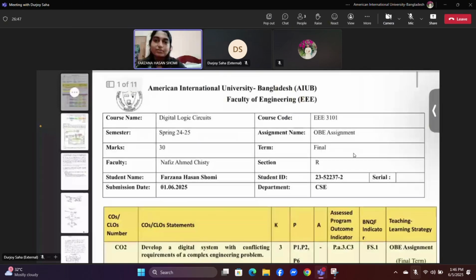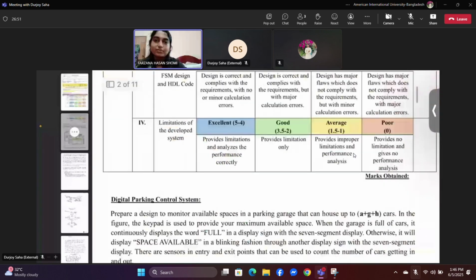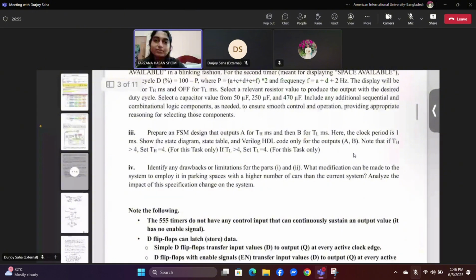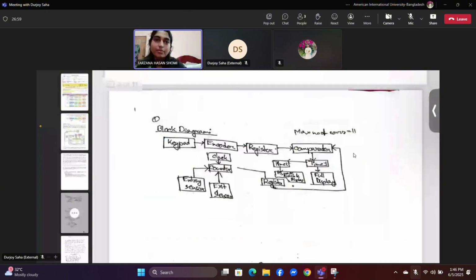Today I will explain a simple car parking system using a block diagram and flowchart. We are considering a parking lot with a maximum capacity of 11 cars, that is 2 plus 5 plus 2 plus 2, 11. Block diagram.